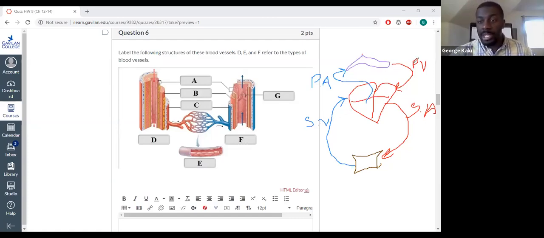So here we see, depending on where our veins are, whether we're looking at pulmonary veins or systemic veins, there's going to be a difference in oxygenation of the blood. And the same thing with arteries. Pulmonary arteries will always carry deoxygenated blood to the lungs, whereas systemic arteries will always carry oxygenated blood to the rest of your body tissues. Pulmonary veins will carry oxygenated blood from the lungs, while systemic veins will carry deoxygenated blood to your heart. Does that make sense?